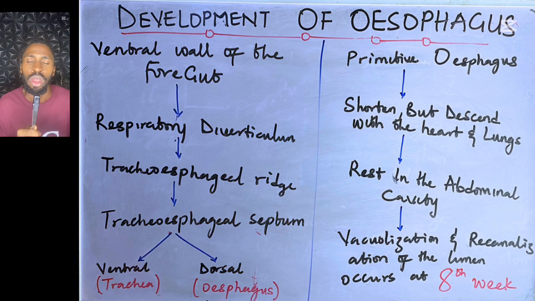Now what happens? At first the esophagus is just like a cord. So recanalization is the opening of the esophagus, which occurs at the 8th week. In the recanalization of the esophagus, the lumen begins to open at the 8th week, whereby content from the oropharyngeal membrane can be transmitted through the esophagus to the other parts of the GIT. Don't forget: recanalization occurs in the 8th week, while the descent occurs in the 4th week, when the heart and the lungs begin to descend into the thoracic cavity.